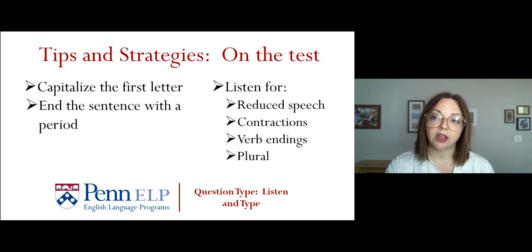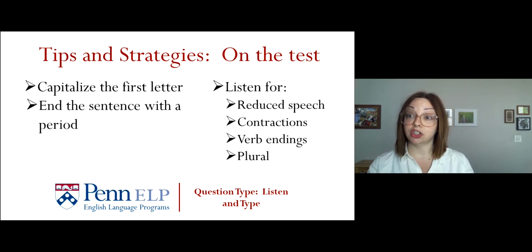For example, I should have called before I left. If I were saying this in a clearer way, it would sound like I should have called. But when I'm speaking naturally, should have can sound like should of. It's important to be familiar with these types of shortened speech.